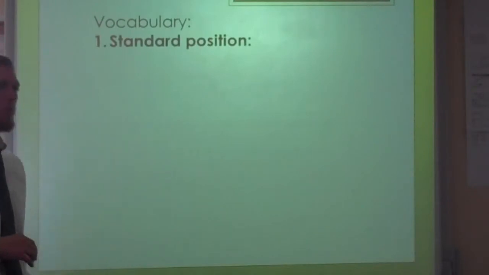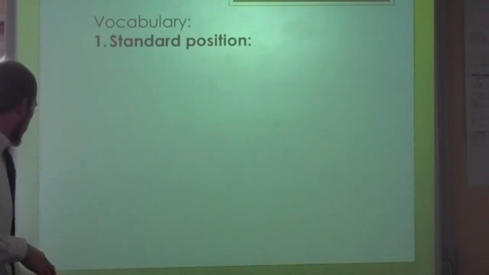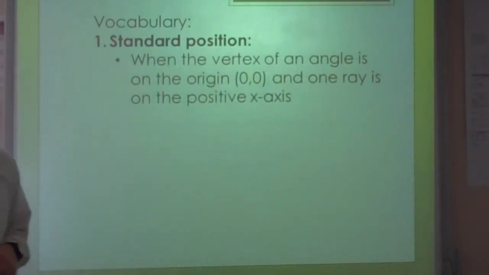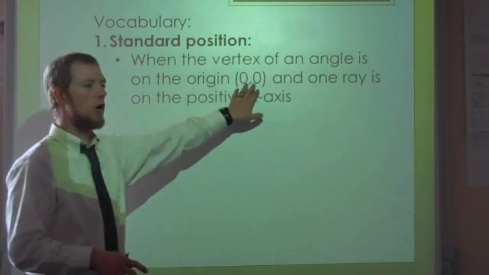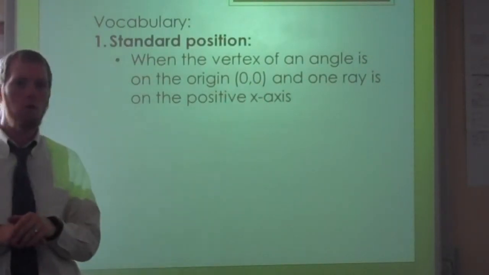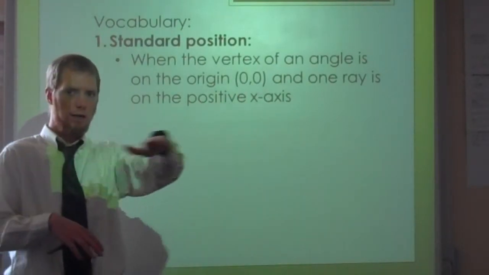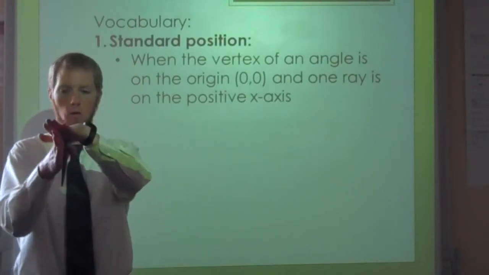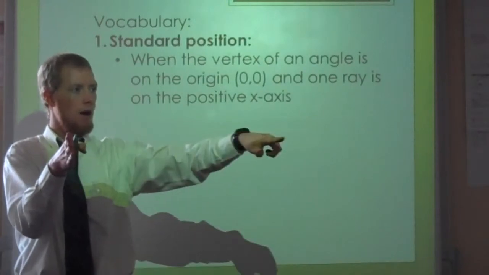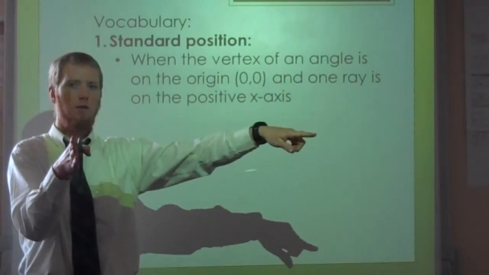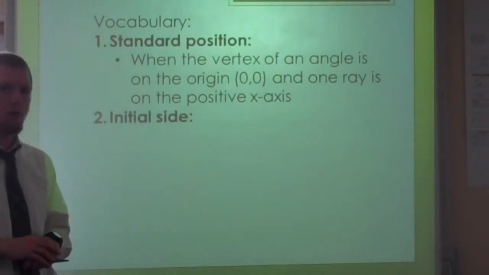One is standard position. Standard position is when the vertex of an angle is at the origin, which we know to be (0, 0), and one ray is on the positive x-axis. So we know our x-axis goes horizontally. When it crosses the origin, one ray of our angle should always be going to the positive x's. Okay? That's standard position.